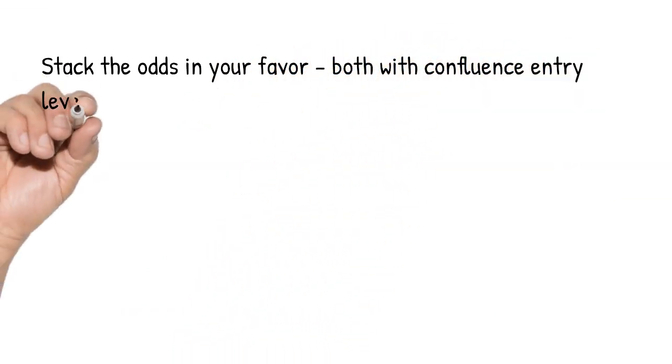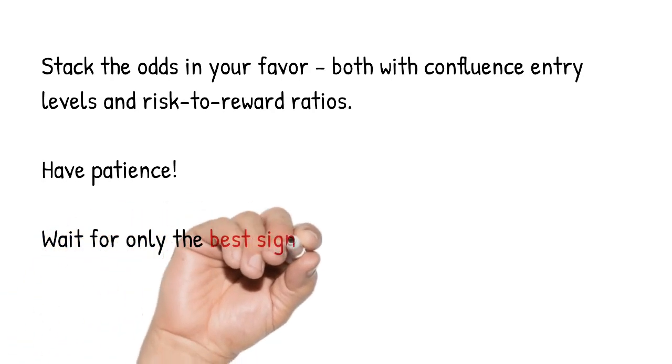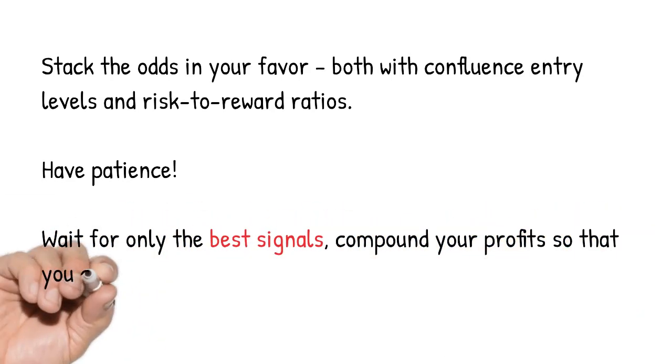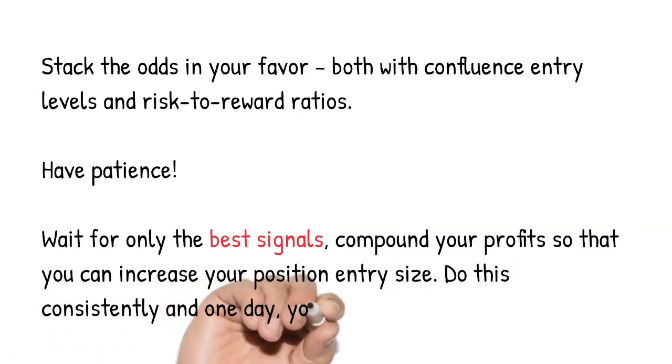Stack the odds in your favor, both with confluence entry levels and risk to reward ratios. Have patience. Wait for only the best signals, compound your profits, so that you can increase your position entry size. Do this consistently, and one day, you will be wealthy.